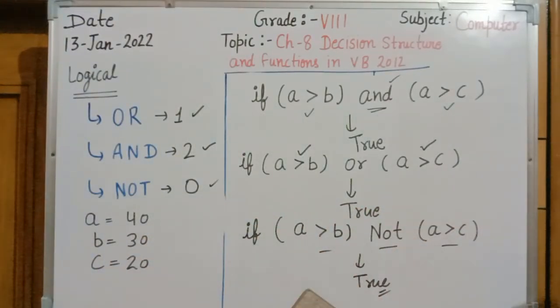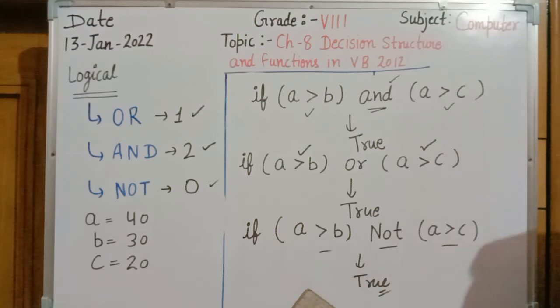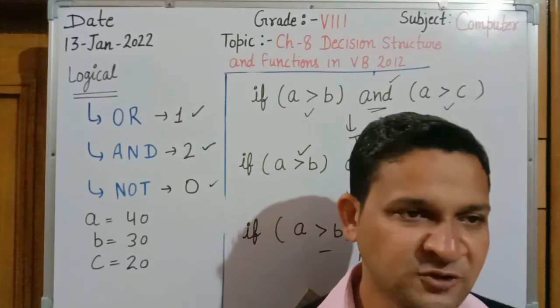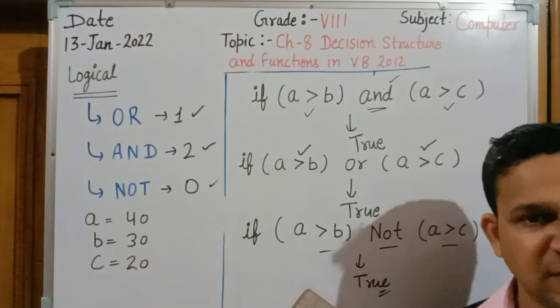So this is all about the different types of operators that we have discussed in chapter 8, decision control statements and functions. Next time we will discuss some programming structure about control statements. In this session we have covered what an operator is, what a decision structure is, and which types of operators we are using. In the next session we will meet with the next topic, that is control statements.